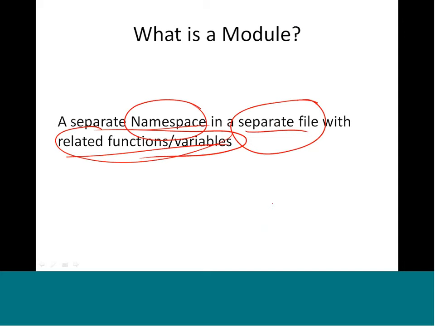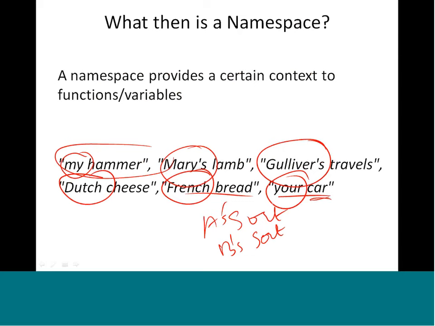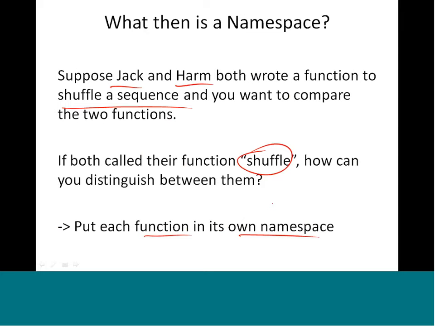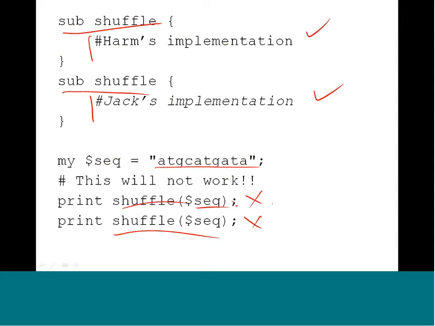And then we went into the packages and the modules. The module is a separate namespace and a separate file with related functions and variables. We wanted to understand what the namespace is, and the namespace is something that provides a context to the functions and variables, so you can distinguish between A's sort function and B's sort function. Then we explained the namespace with an example, where we have two individuals, Jack and Harm, who are trying to develop the same program called Shuffle, and how do we distinguish between them. If you just put the function name with those two implementations as functions, that does not work.